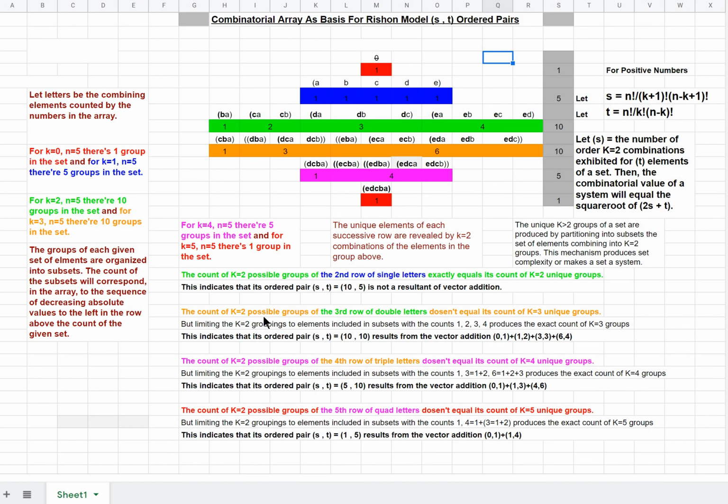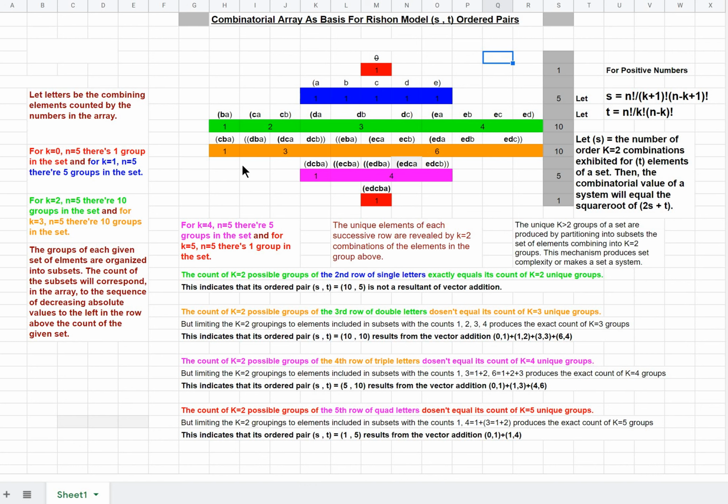Now, the count of k equal 2 possible groups of the third row of double letters doesn't equal the count of k equal 3 unique groups. There are actually 45 possible k equal 2 groups, but there are only 10 unique order 3 elements. And so therefore, we will have to partition this group. And it's partitioned into a group of 1, 2, 3, and 4.